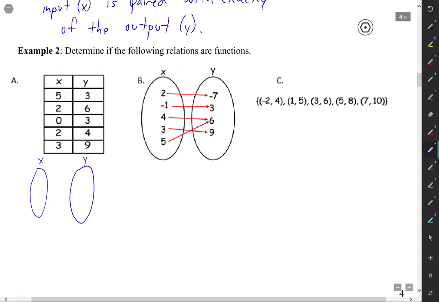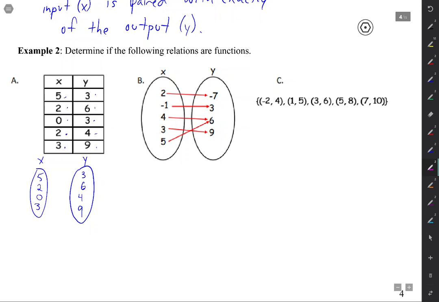So x, we have 5, we have 2, we have 0, we have 2 again. So we are not going to put another 2 in that oval in our arrow diagram, but we do have another 3, so we're going to put that there. We haven't written 3 yet. And then let's do the y values. We have 3, 6, another 3, so we're not going to put another 3. Then we have 4 and 9. So we didn't repeat any numbers and we have all our values there. Now let's take some arrows and connect the dots.